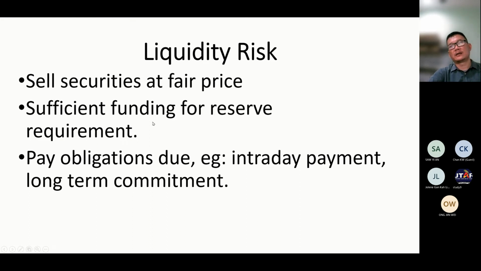So banks are required to stand by a reserve requirement with the central bank. The bank needs to prepare money to pay for that reserve requirement. As long as the bank receives a deposit, they need to hold a fraction of that amount, let's say 10%, on standby for the reserve requirement under the central bank requirement. So if the bank is unable to find that money temporarily to fund this reserve requirement, the bank will also face liquidity risk.